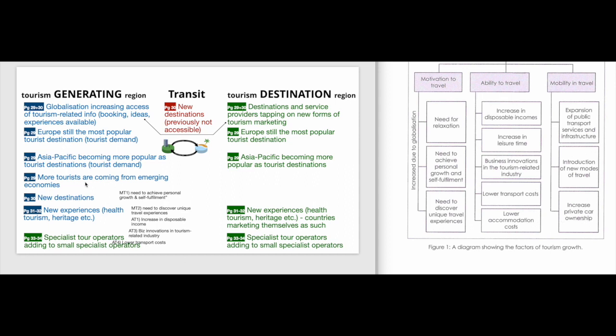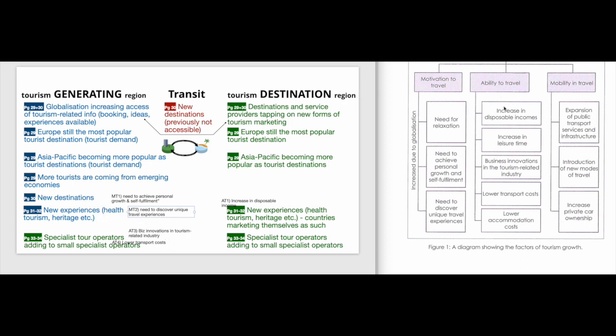You can use it to explain why there's a global growth, but not so much these specific trends over here. How about the need to achieve personal growth and fulfillment? Which one can we use to explain? We can use it to explain why they're looking for new experiences. Likewise the need to discover unique travel experiences. We can also use it to explain why there are new destinations and new experiences popping up.